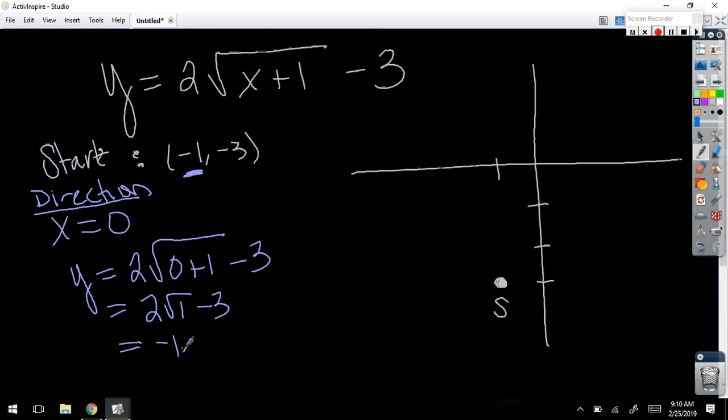So 2 times 1 is 2, and 2 minus 3 is... If you always stay 1 over from your starting point, you'll always end up with a 1 under the radical, which is going to make life really easy. So 0, negative 1. That's not hard, right?